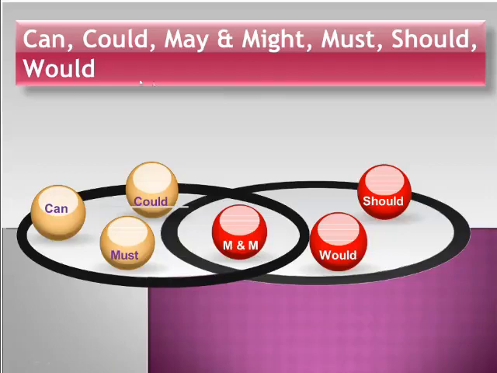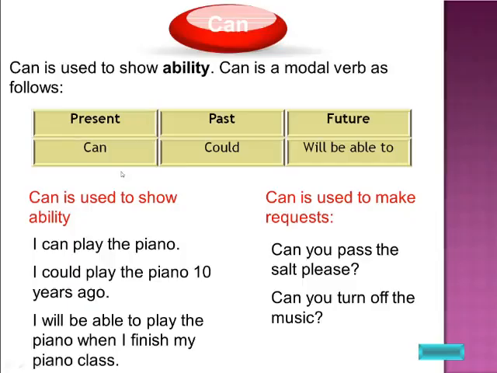Next, can, could, may, might, must, should, would. Present: can, could, will be able to. This is showing ability. Can is a modal verb used to show ability. I can play, I could play ten years ago, so could is past. I'll be able to play the piano when I finish my piano class.